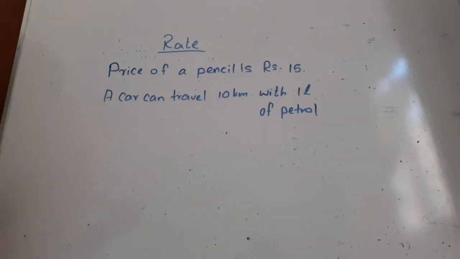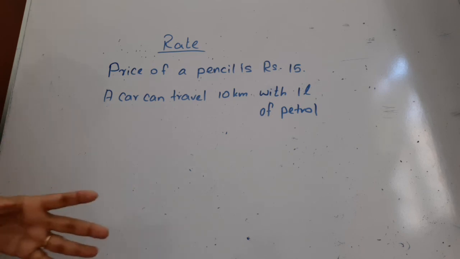The last topic of our lesson is rate. So what is a rate? Rate is actually the comparison of values with different quantities, different unit quantities. So the difference between ratio and rate is that ratio is actually the comparison between the same units, whereas rate is used to compare two different units.